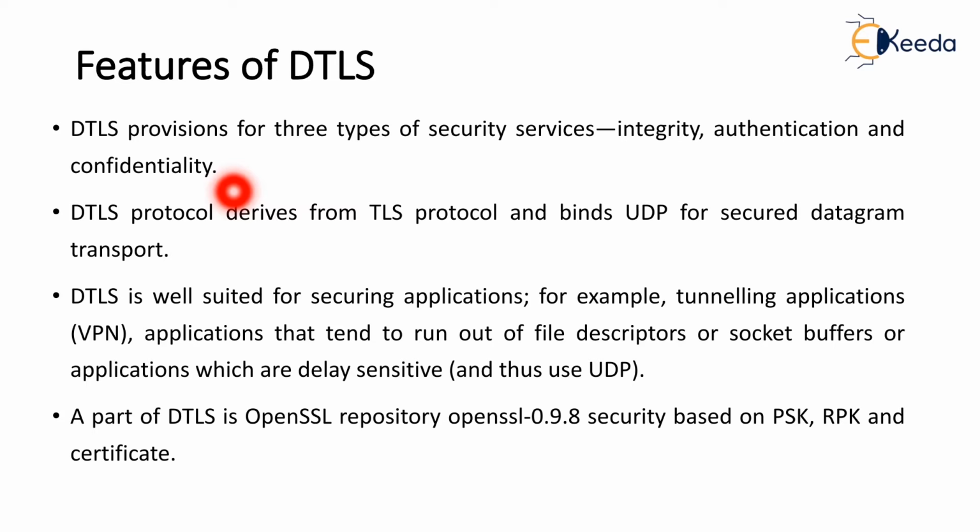DTLS provides three types of security service: one is integrity, another is authentication, and the last is confidentiality. The DTLS protocol derives from the transport layer security protocol and also binds UDP, user datagram protocol, for secured datagram transport. DTLS is well suited for securing applications, for example tunnel applications like VPN, virtual private network, applications that tend to run out of file descriptors or socket buffers, or applications which are delay sensitive, by using UDP.